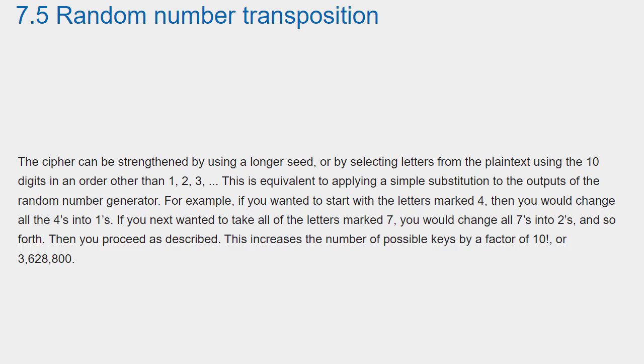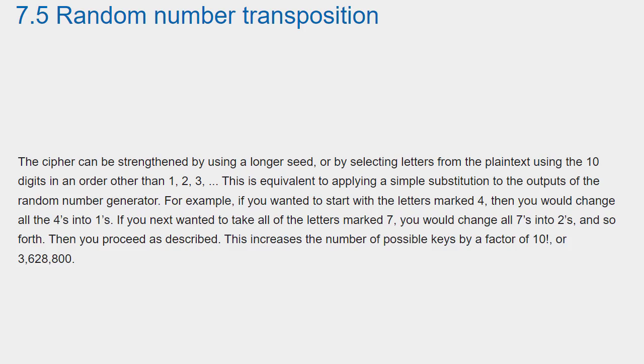This is equivalent to applying a simple substitution to the outputs of the random number generator. For example, if you wanted to start with the letters marked 4, then you would change all the 4s into 1s. If you wanted to take all of the letters marked 7, you would change all 7s into 2s, and so forth. Then you proceed as described.